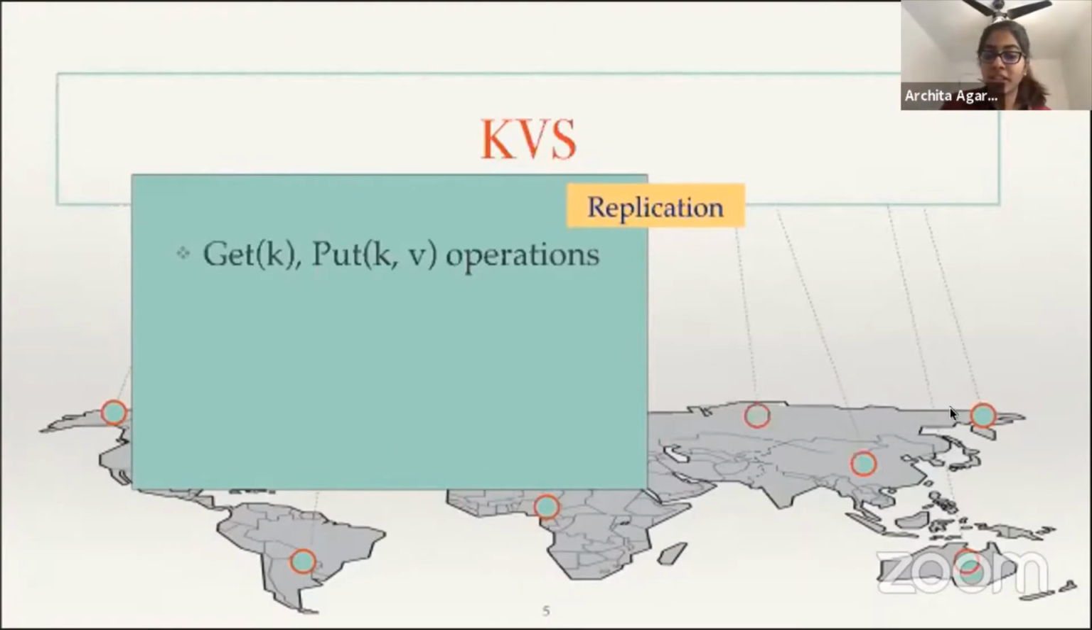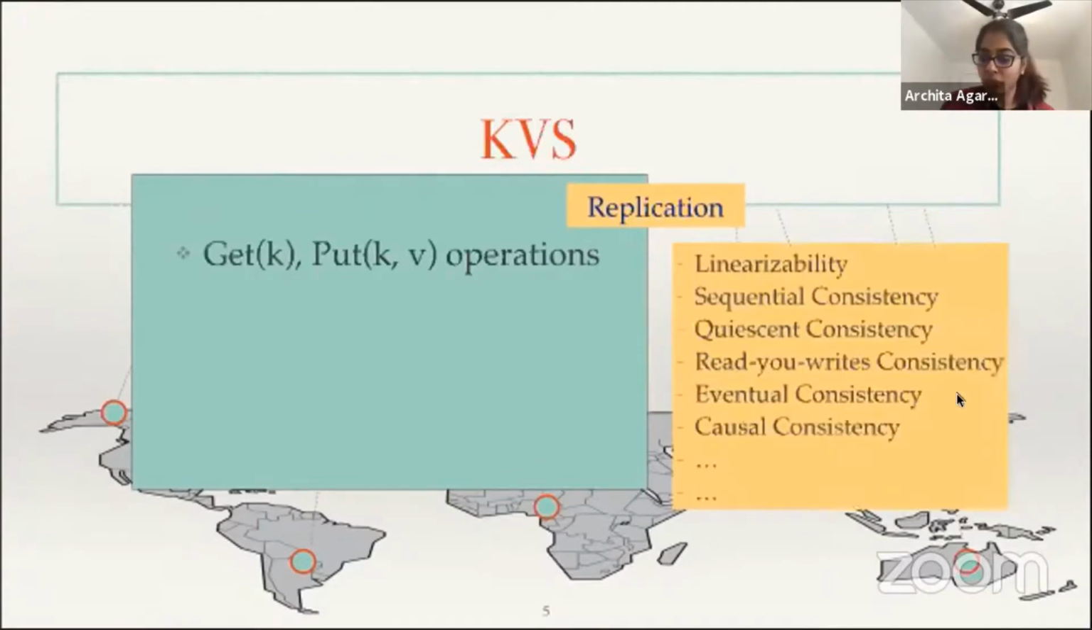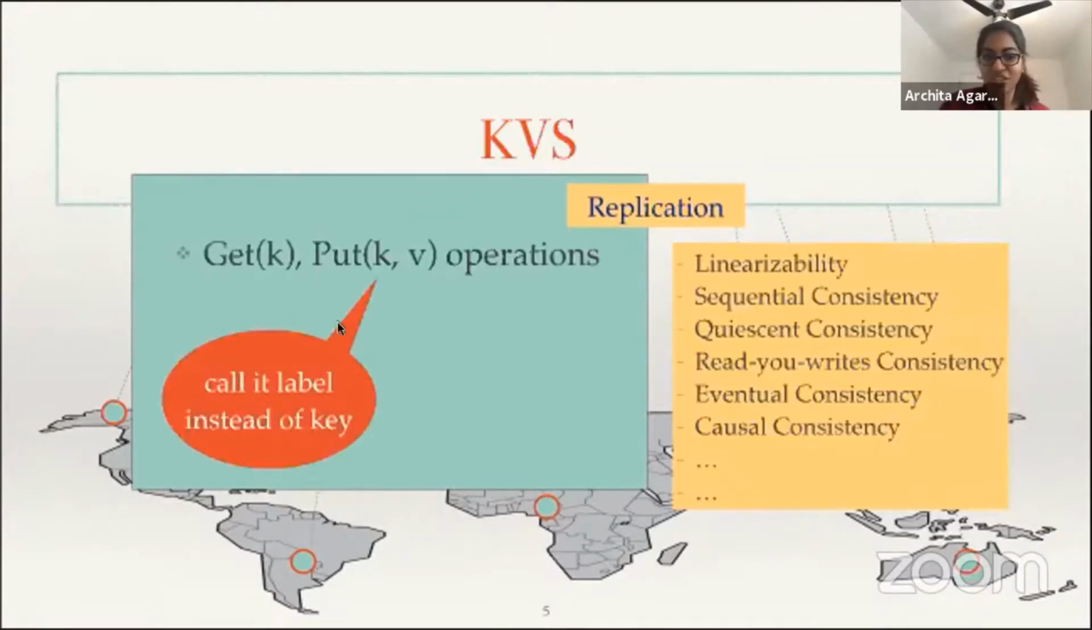To keep these replicas in a consistent state, these KVSs, or key value stores, employ some sort of synchronization mechanism. In distributed systems literature, there is a whole spectrum of consistency notions. Some are weak and some are strong. Depending on the use case, a key value store can provide you with one of these consistency notions. For the rest of my introduction, instead of calling them key value pairs, I'm going to use the term label value pairs, because I'll be reserving key for cryptographic keys.